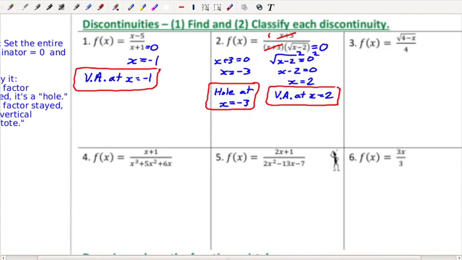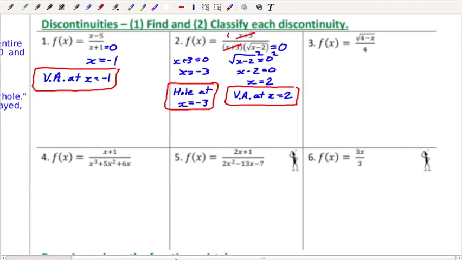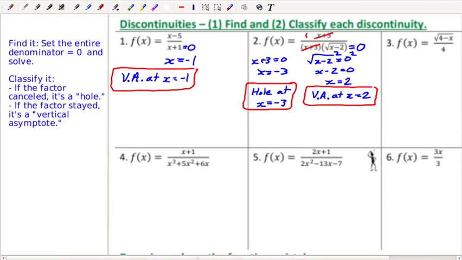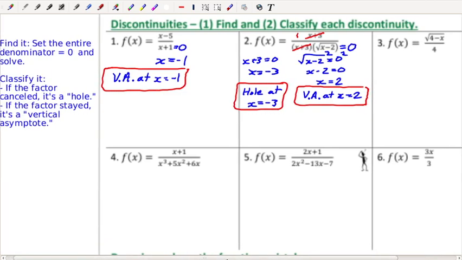Let's keep going. We've got number 3. Hopefully, if you haven't written this down already, pause your video and write down the find it, classify it in the margins so that you have it to refer back to.